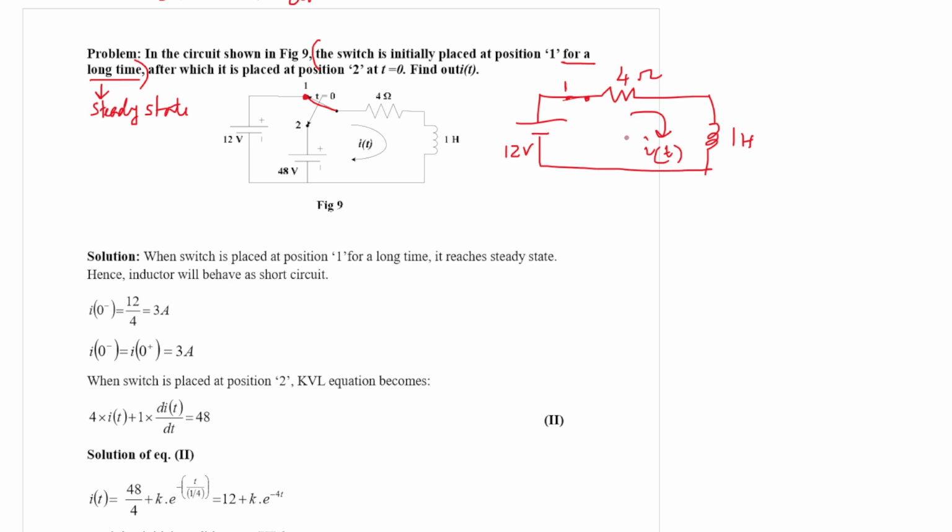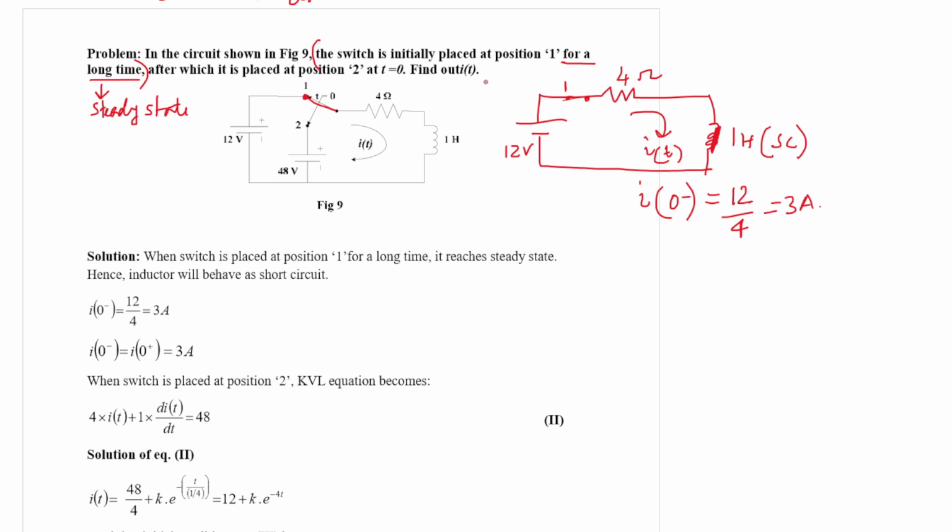Now when the circuit reaches steady state value, then from the property of the inductor, we can understand that it offers zero resistance because it is acting as a short circuit. So we can say that I0 minus will be equal to 12 by 4, that is 3 ampere.